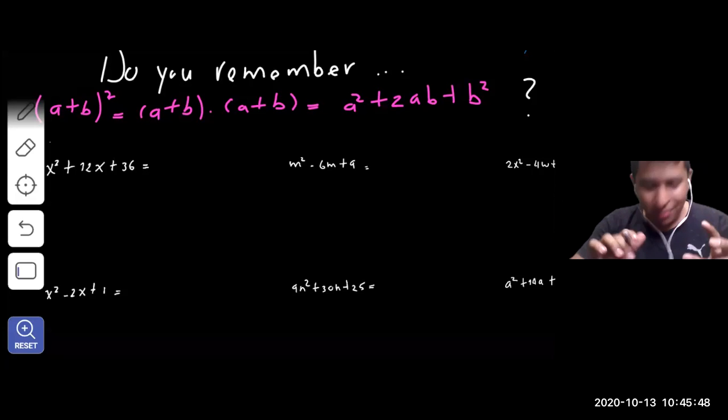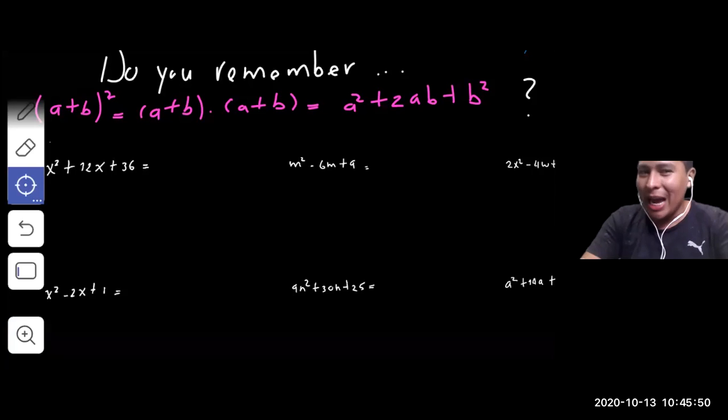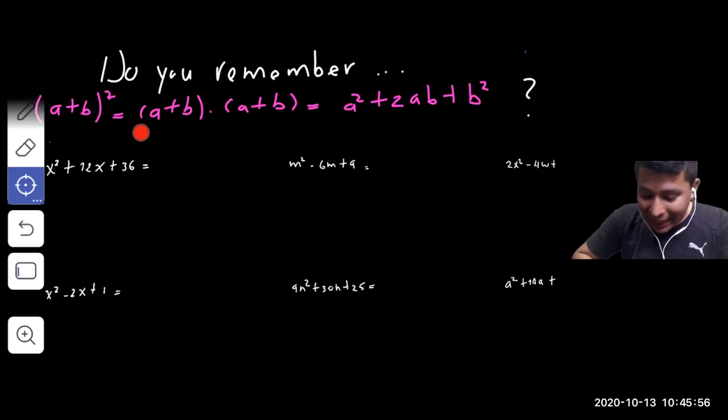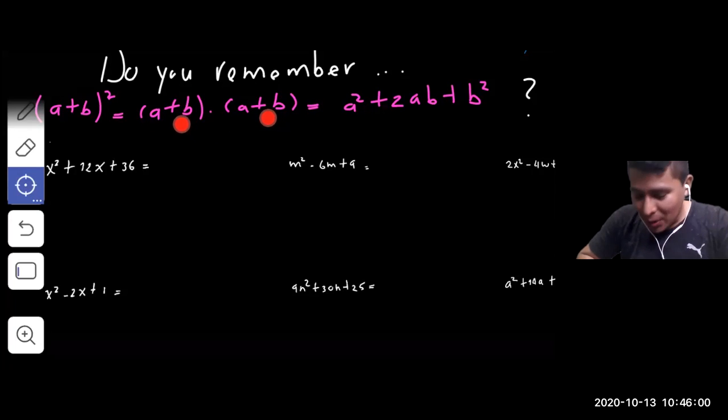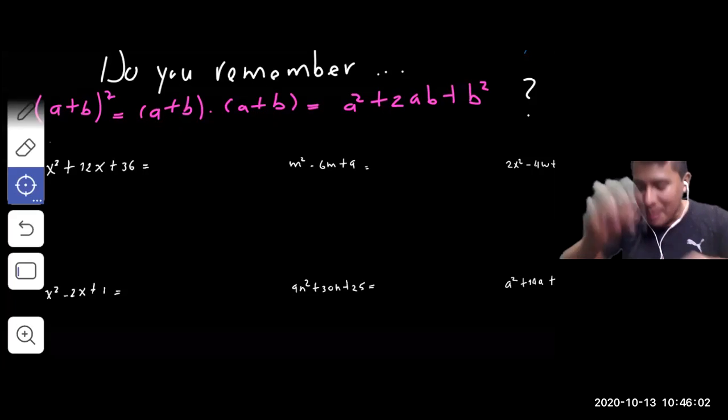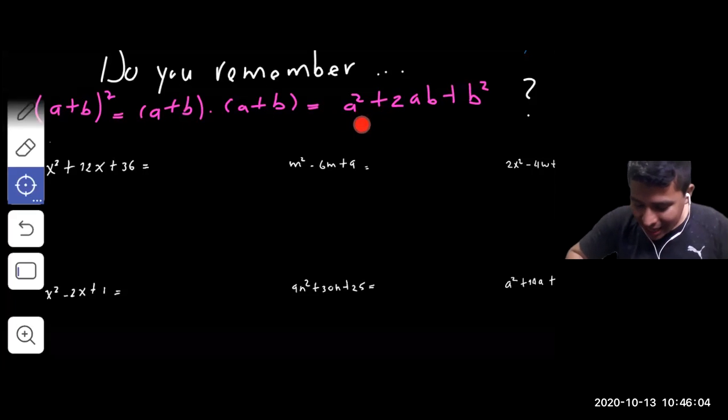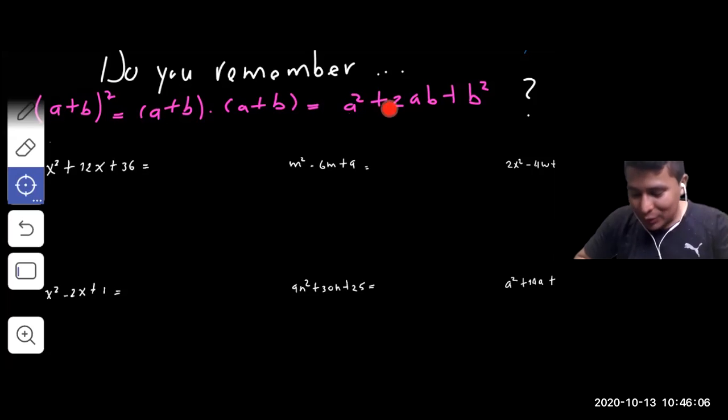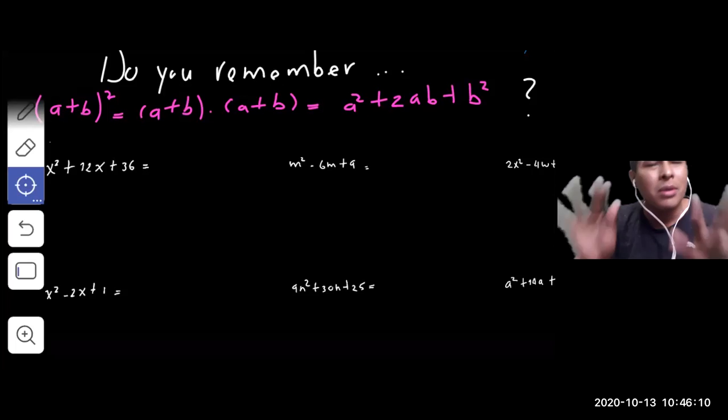Guys, if you remember, when we were multiplying special products, do you remember the topic? We got the case that when we have the same, right? When we have a plus b and a plus b, do you remember the formula? A squared plus 2ab plus b squared. That was a formula. If you don't remember, no problem.